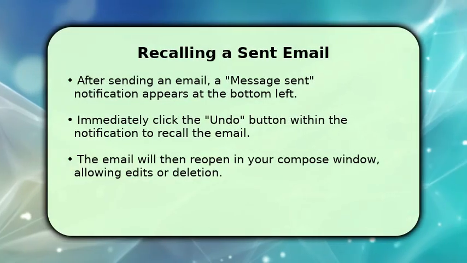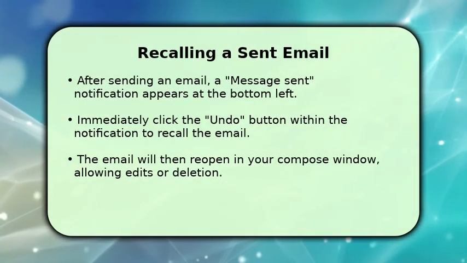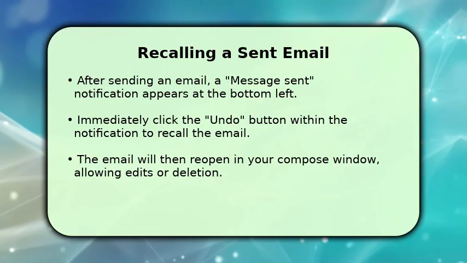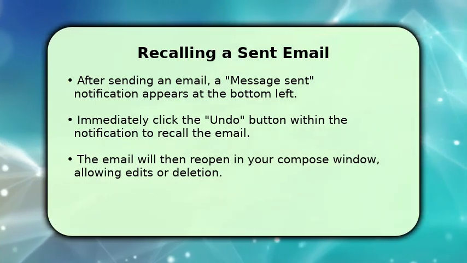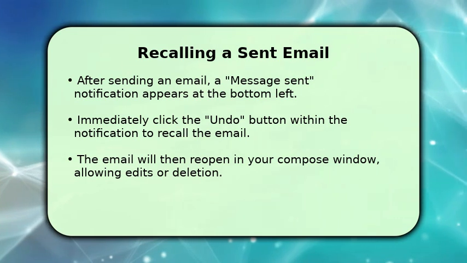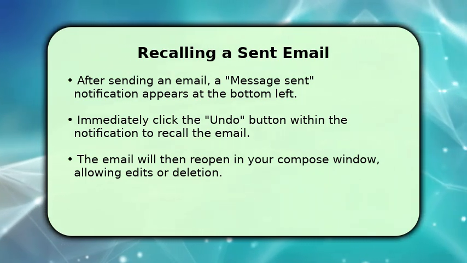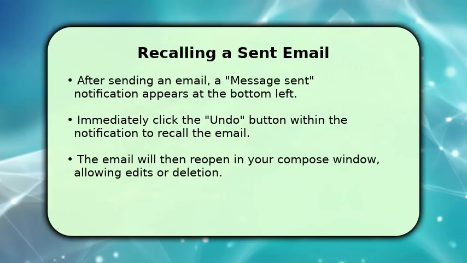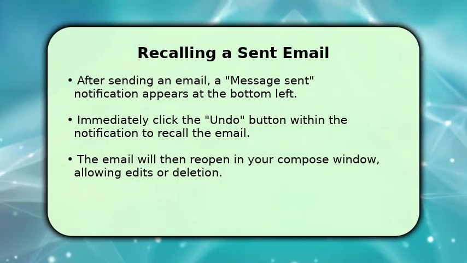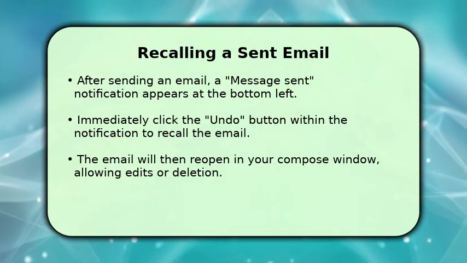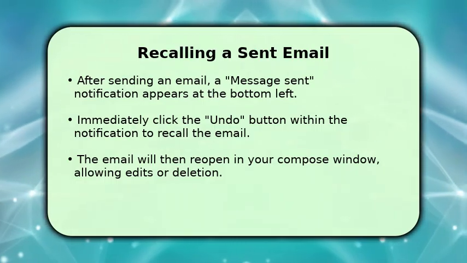Once you've sent an email, keep an eye on the bottom left corner of your screen. A small notification will pop up saying Message Sent, accompanied by an Undo button. You must click this Undo button quickly within your chosen cancellation period. If you act fast enough, the email will be recalled and reappear in your Compose window, giving you the chance to make corrections or discard it entirely.